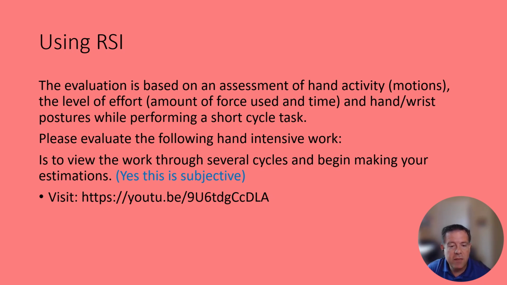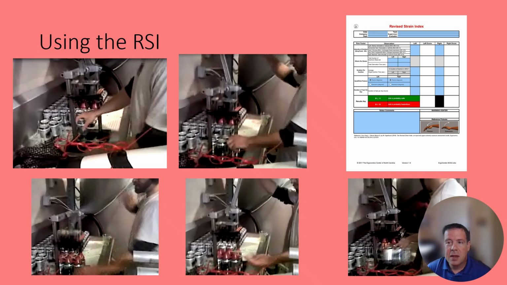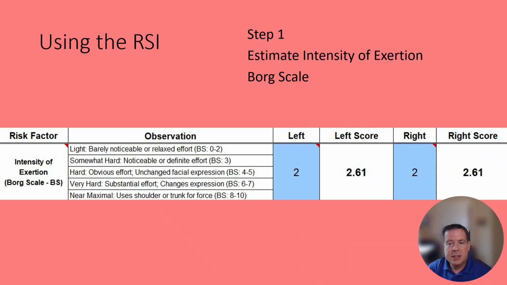Take a look at this YouTube video and see if you can do this assessment. This is one where they're doing wrappings around a beer bottle, putting the caps on it around a six-pack. I'll go through an example on this one, though some things you can't calculate because it's not a video. Using the Borg scale, this is the observer, so what you would rank it, not asking them. And you're going to rank the left and right side.